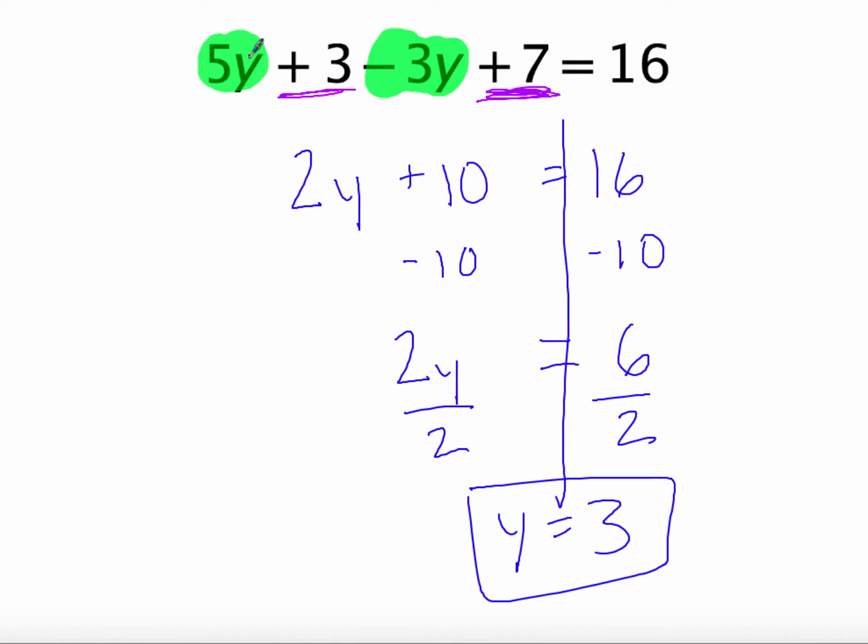Okay, I can't help myself. Let's check and make sure we're right. 5 times 3 is 15. 15 plus 3 is 18. 18 minus 3 times 3 is 18 minus 9, which is 9. And hooray, 9 plus 7 is 16. So I know that I am correct. My solution, y equals 3, does in fact make the equation true.